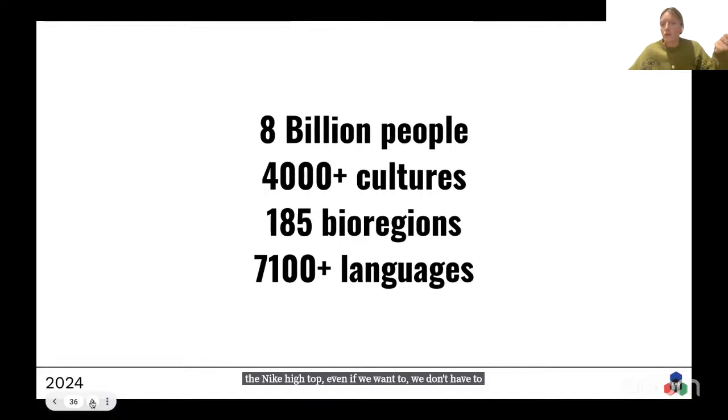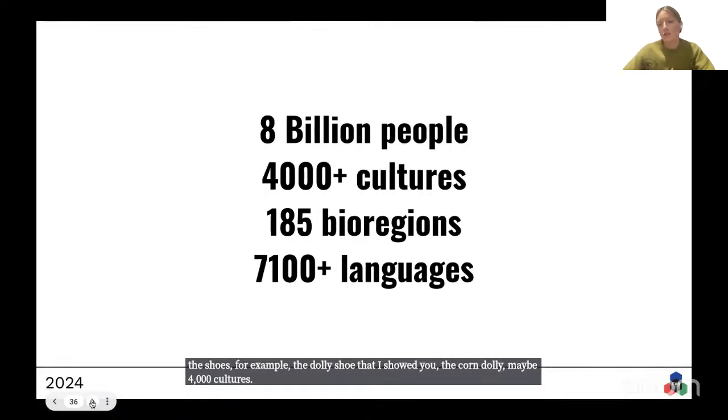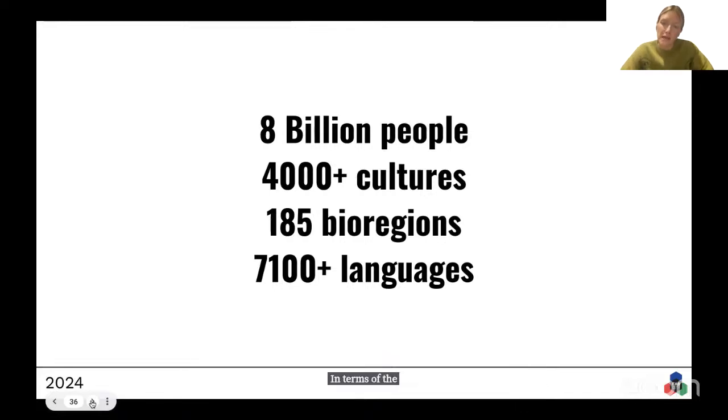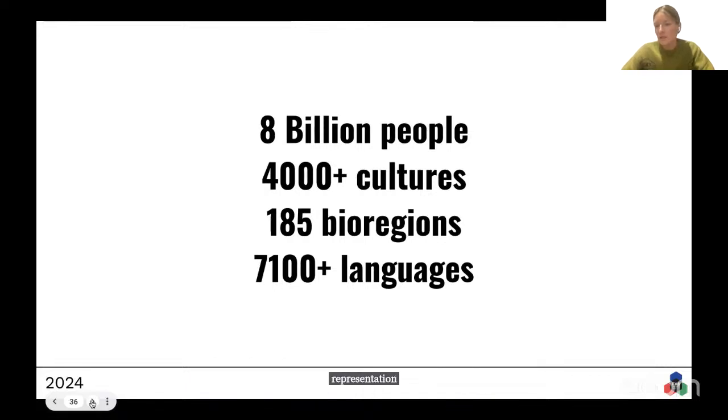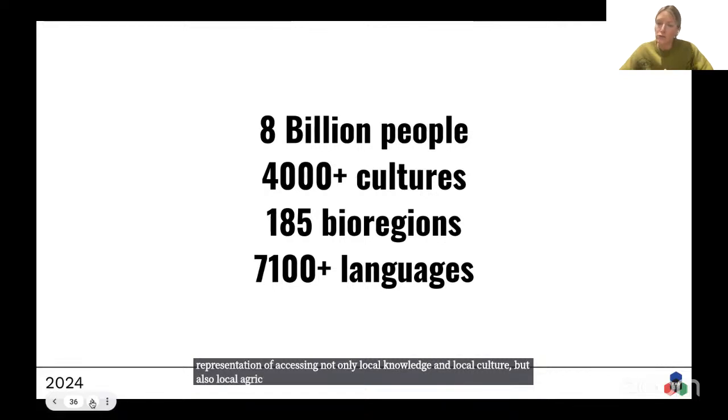Maybe we can have the shoes, for example, the dolly shoe that I showed you, the corn dolly, maybe 4,000 cultures, 4,000 different shoes to match 4,000 different cultures. In terms of the bioregions, this also represents materiality. So the Corn Dolly project, again, is a really good representation of accessing not only local knowledge and local culture, but also local agriculture and local refuse, which comes from the natural processes that happen in that place.